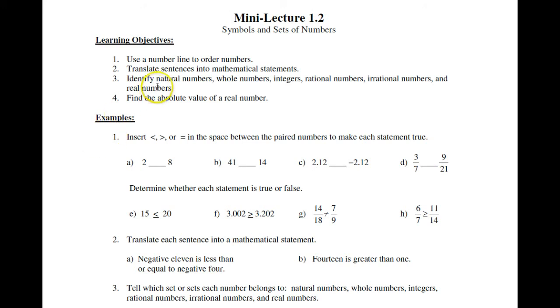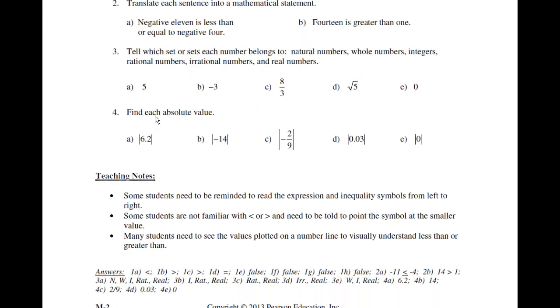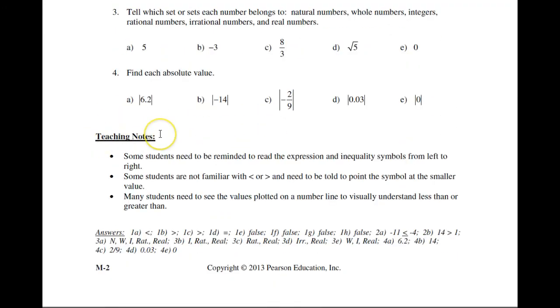Going on now to topic 1.2 of chapter 1. We're going to deal with symbols and sets of numbers. Now, each of these mini lectures are set up like this page, in which we have the learning objectives. Then there will be a few examples, and then there are some teaching notes that I've left there because often these are the things students might have difficulty with.